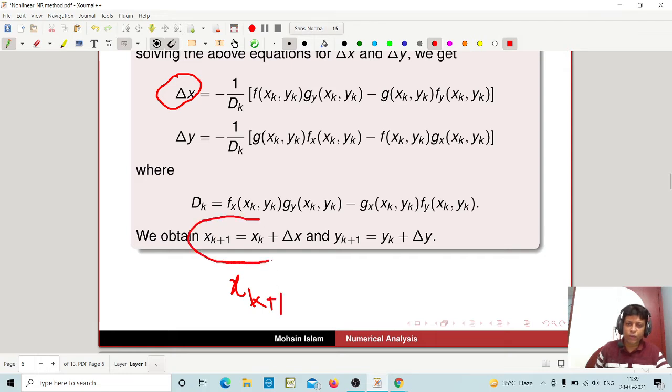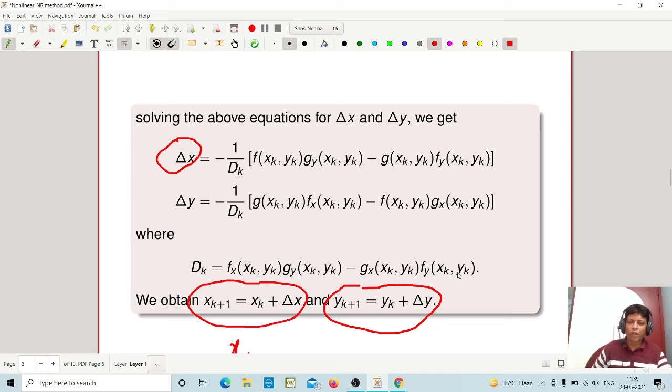Look at that, you can calculate x_{k+1}, that is equal to x_k plus delta x. Similarly, you can calculate y_{k+1} equal to y_k plus delta y. Let me repeat once again. If you solve delta x and delta y from the above equations, you get delta x equal to minus 1 by d_k times this, and delta y equal to minus 1 by d_k times this one. So d_k is given by this.